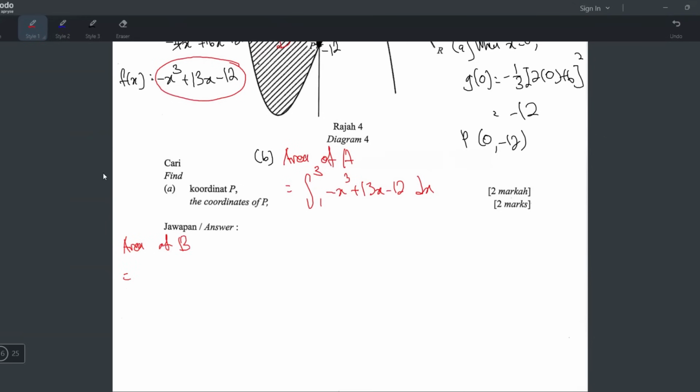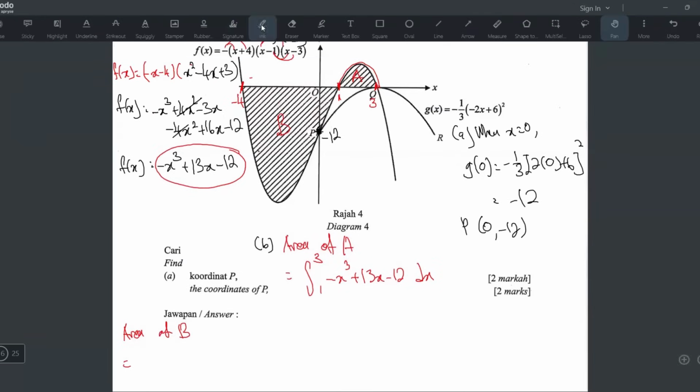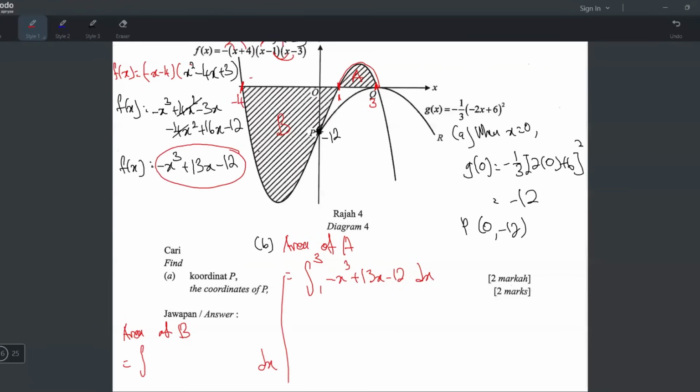Okay, area of B. For the area of B, I will also use the x-axis to integrate. It will be dx also, because the region is in between the cubic curve and the x-axis, right? This one. And this time the limits are from negative 4 to 1. And the y here will be the cubic equation, negative x power 3 plus 13x minus 12. But you have to put the modulus this time because the area of B is below the x-axis, right?